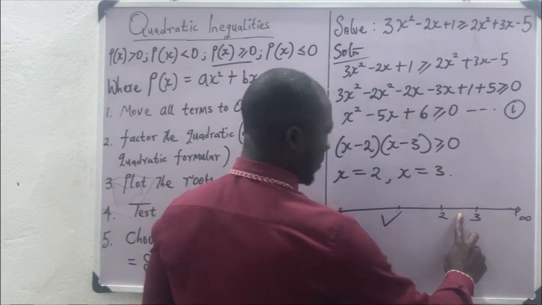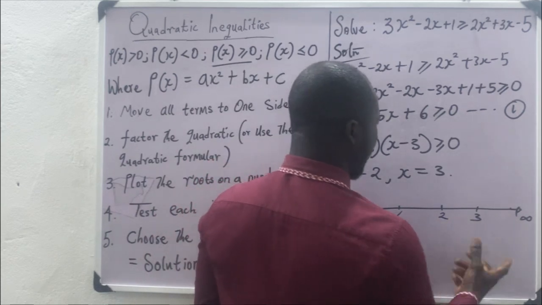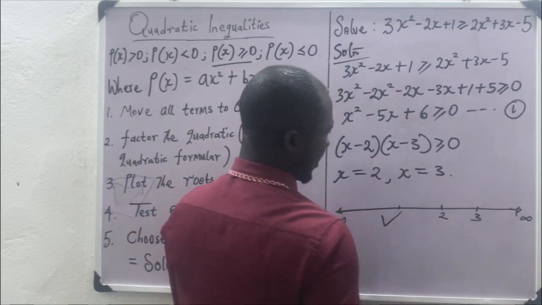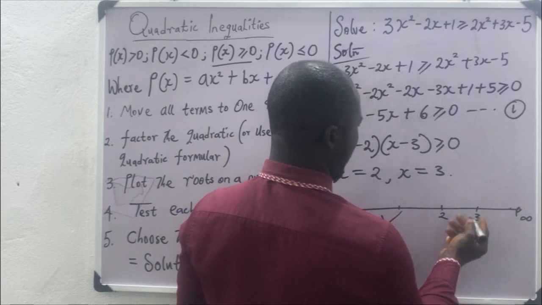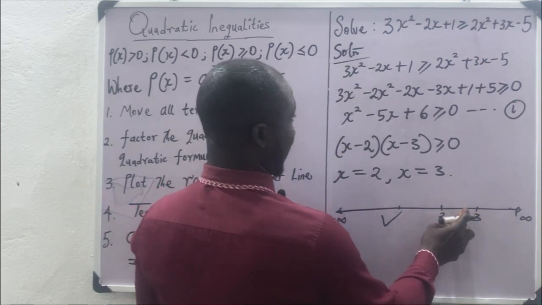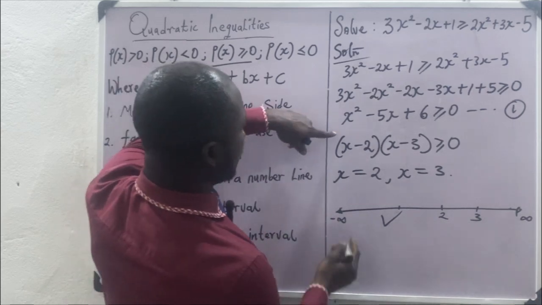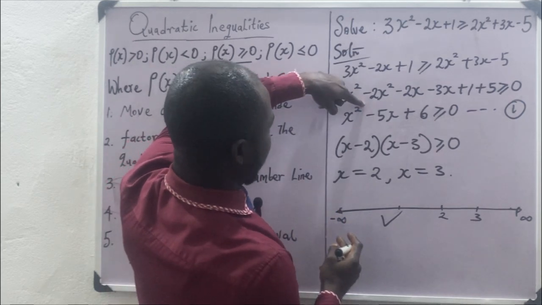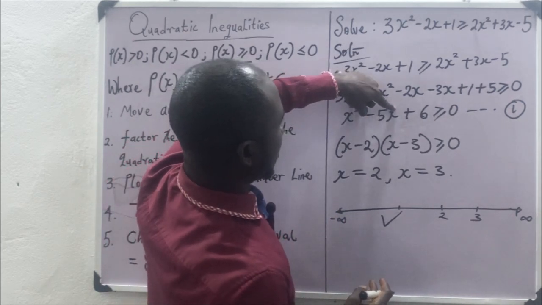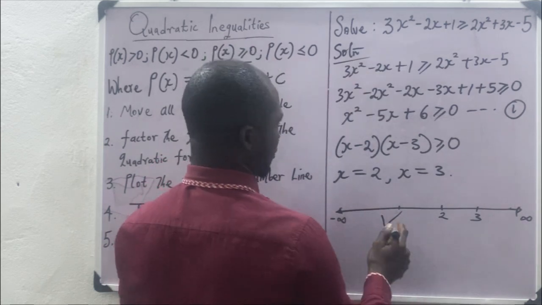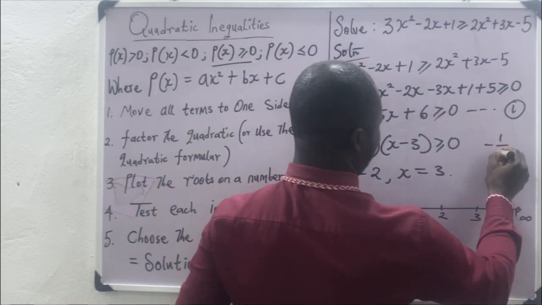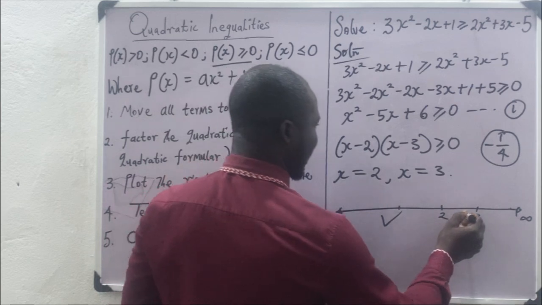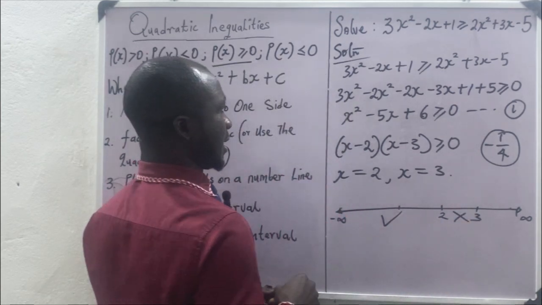Now let us pick a number between 2 and 3 to check whether this interval also satisfies this inequality. Suppose we pick the number 2.5. 2.5 is in this interval, and if we substitute 2.5 here, we get 2.5 squared minus 5 times 2.5 plus 6. If you do that, we get minus 1 divided by 4, and this is less than 0, which means that this interval does not satisfy the inequality.